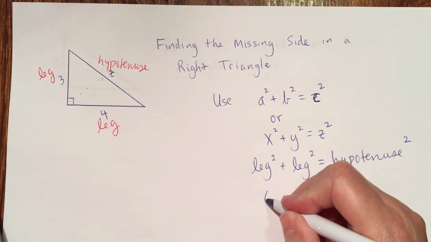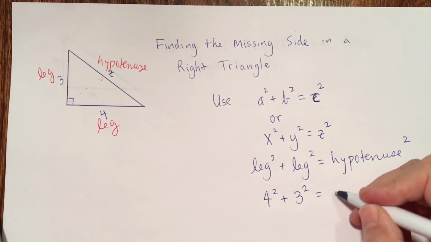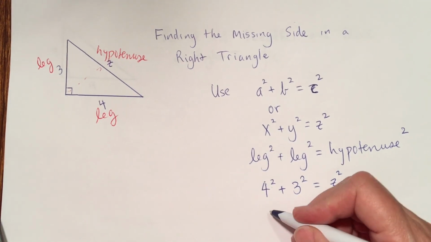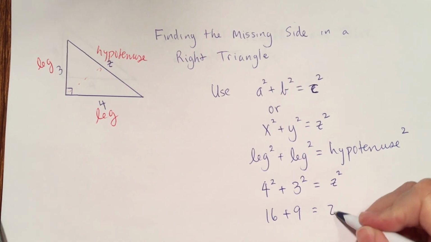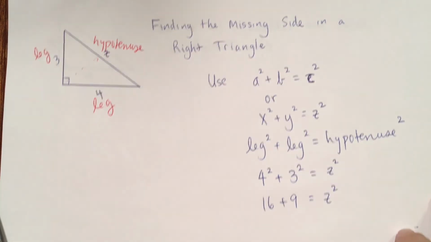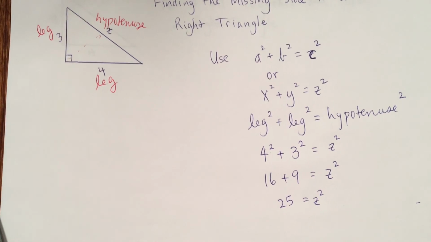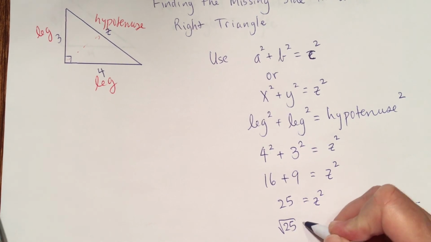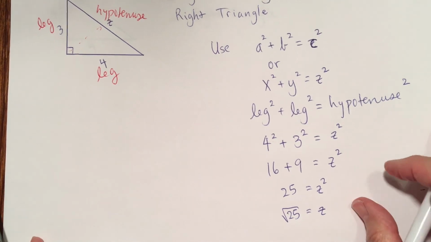Let's fill in these numbers. 4 squared plus 3 squared equals z squared. 4 squared is 16. 3 squared is 9. And then I have equals z squared. 16 plus 9 is 25. So 25 equals z squared. Do the square root to solve it for z. And I'll get z equals 5.